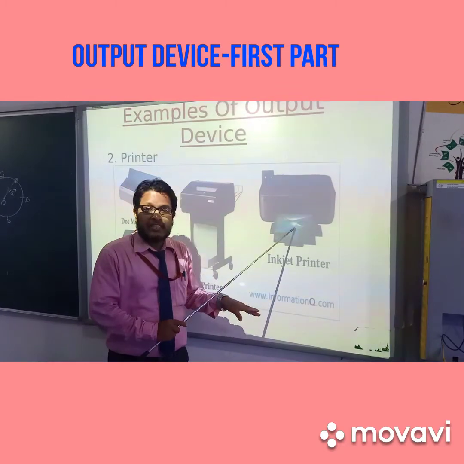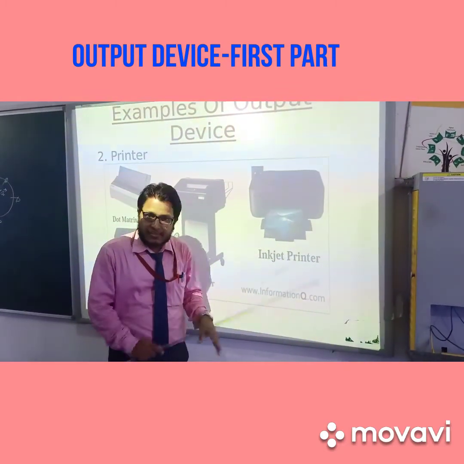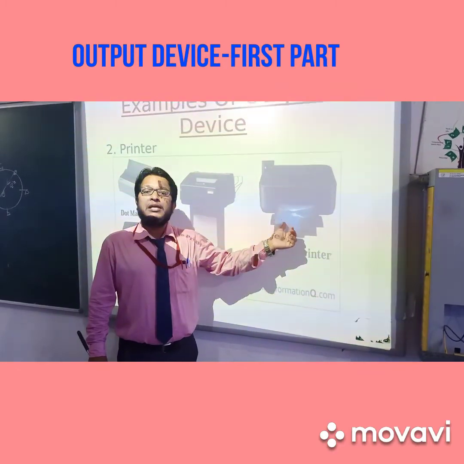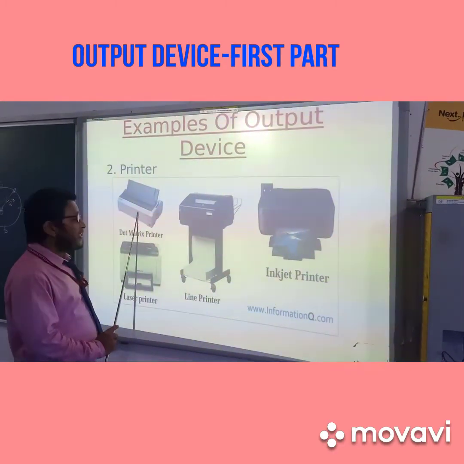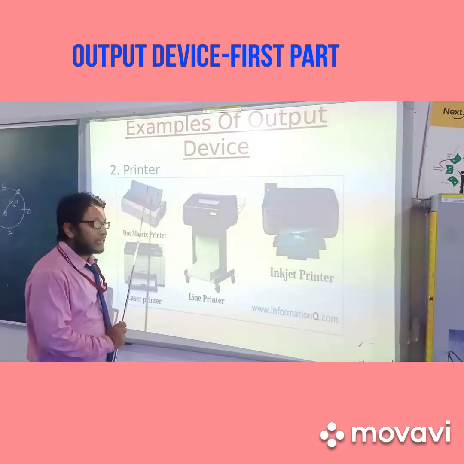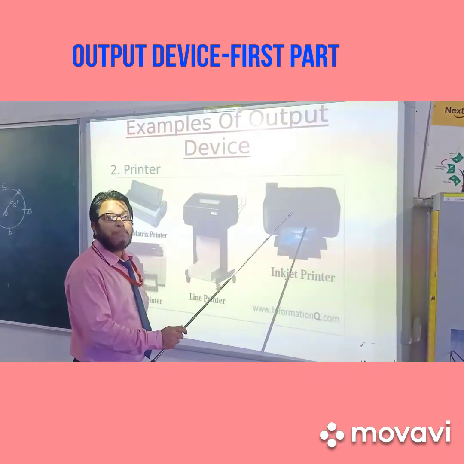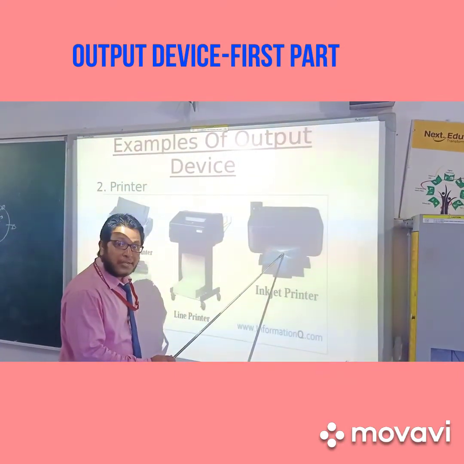And its speed is PPM, pages per minute. The dot matrix printer's speed is CPS, characters per second, with low quality. The inkjet printer's speed is PPM, pages per minute, and it gives high quality printout.